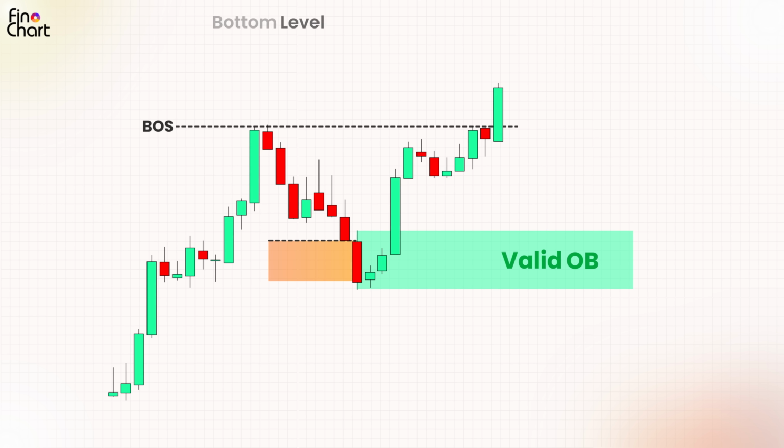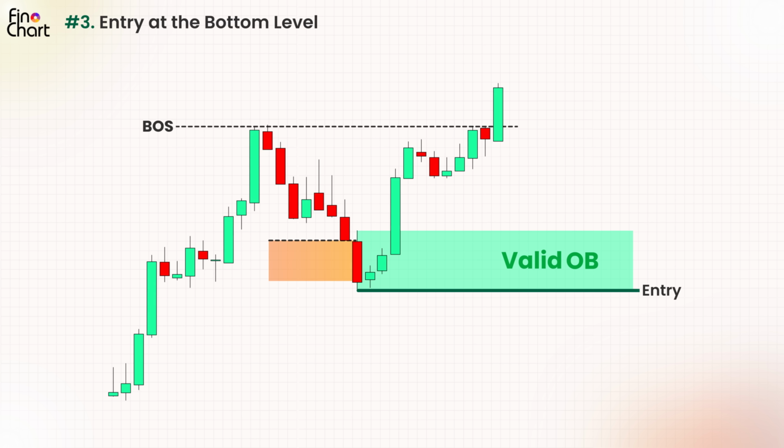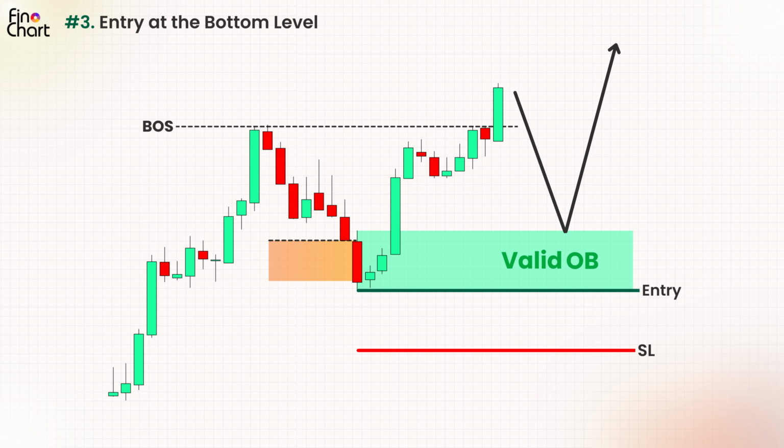Type number 3, entry at the bottom of the order block. Here, your entry is at the lower levels of the order block zone, with your stop loss shifted even further below. The downside of this approach is that price very often just taps the top of the order block or reverses around the 50% area without ever reaching the bottom, which means you could easily miss the trade entirely. That's why most traders avoid this entry type unless they have very strong additional confirmation.